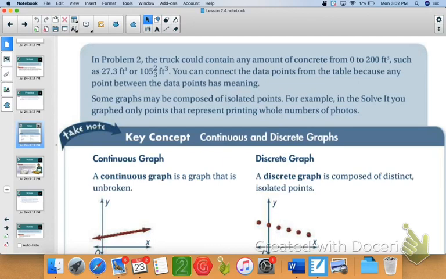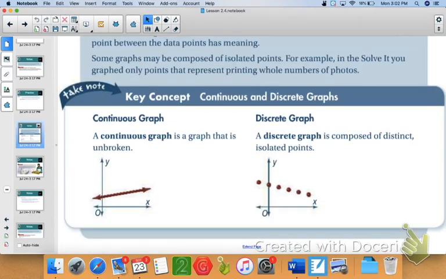Some graphs may be composed of isolated points. For example, in the Solve It, which I don't think we did, you graph only the points that are representing printing whole numbers of photos. So that would be a discrete graph. A discrete graph is when you can't really have any decimals and numbers in between, so you have to use only whole numbers. For example, if I'm counting the number of children in a class, I'm not going to be able to have 10.5 children. So only whole numbers make sense in that situation. In that case, it would be a discrete graph, and we would just use the isolated points like this.